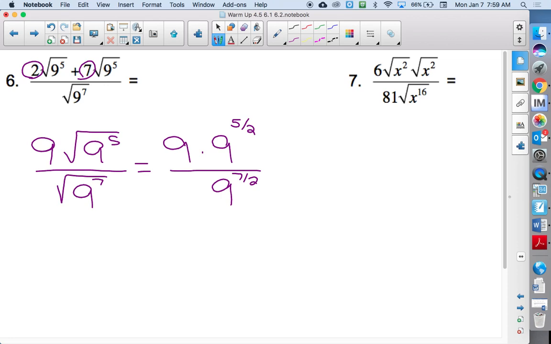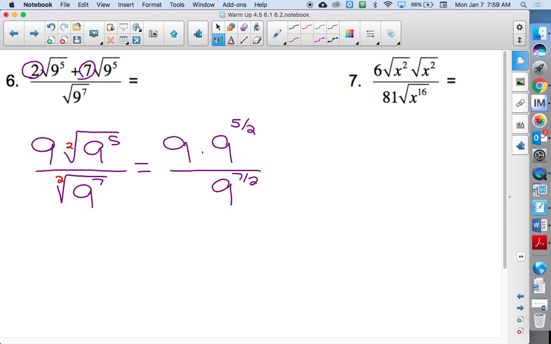Yes? So we're going to flip them so that they're in fractional form. Right now it's a radical. Flip it so that it looks like a fraction. So we have the 9 that's in front, and then changing the radical, the square root of 9 to the 5th is really 9 to the 5 halves, because the square root has a little 2 here. The square root of 9 to the 7th is really 9 to the 7 halves.